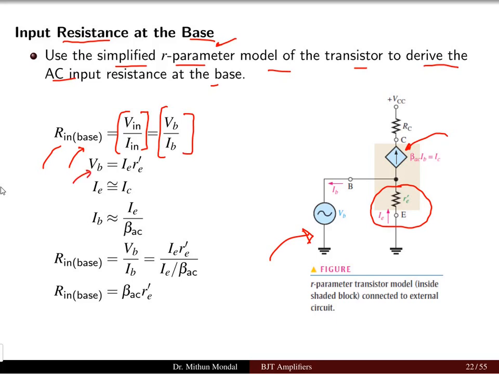The base voltage is equal to IE times re'. So we can easily obtain this voltage VB, which is across the emitter resistor, and the emitter current is approximately equal to the collector current, while the base current is approximately equal to the emitter current divided by the current gain, beta. So the input base resistance is the base voltage divided by the base current. Here we can take out the IE component, and what we get is the current gain beta multiplied by the emitter resistance re'.